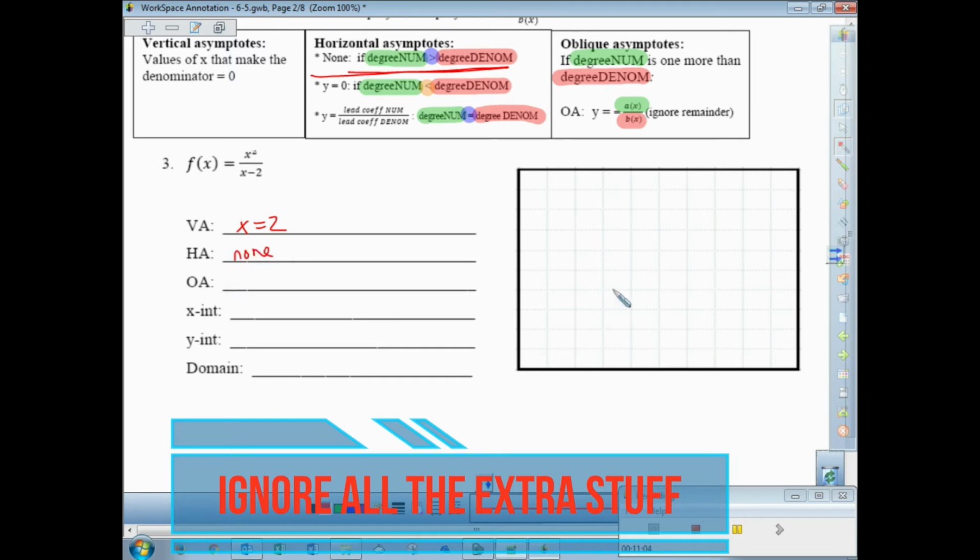Oblique asymptotes. Let's see if there are any first, because we haven't even figured out how to find them, but you just have to figure out if there are any. The only way that there are oblique asymptotes is if the degree of the numerator is exactly 1 bigger than the degree of the denominator. Is that happening? It is. This is degree 2. This is degree 1. Is everybody cool with that? So now how do you find it?